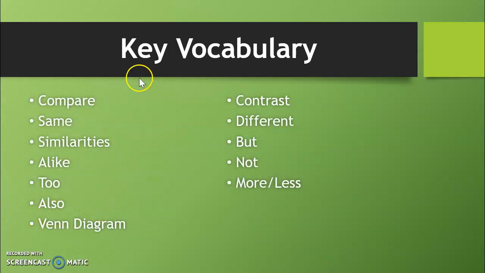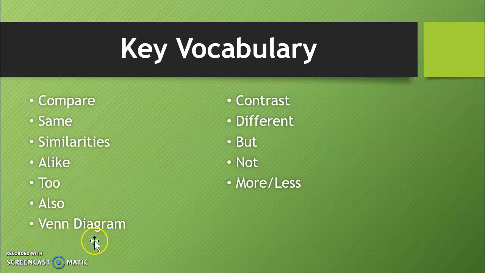All right, let's look at some key vocabulary. These are words that you will commonly see when you are comparing and contrasting. The first word, compare. Compare is to show how things are alike or the same. So, same, similarities, alike. These are words that mean the same or similar to compare. To means also. These are words that you will see when you're comparing, showing how things are alike.